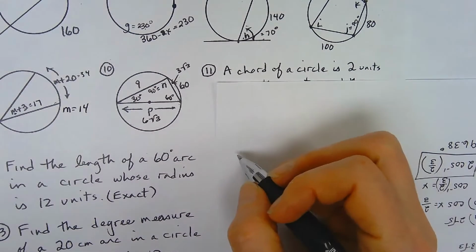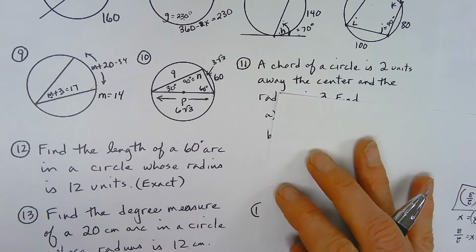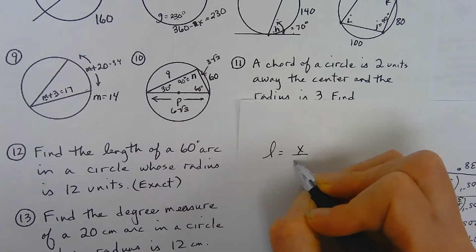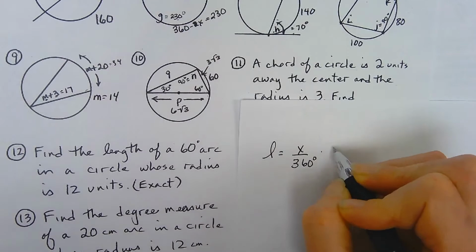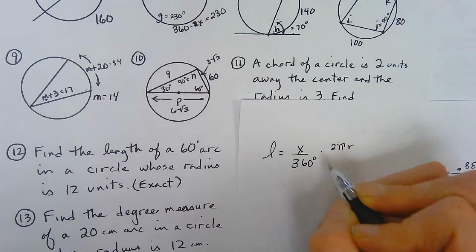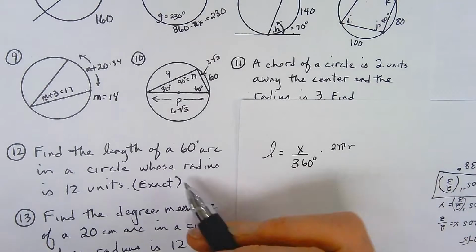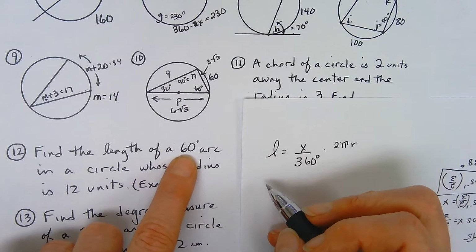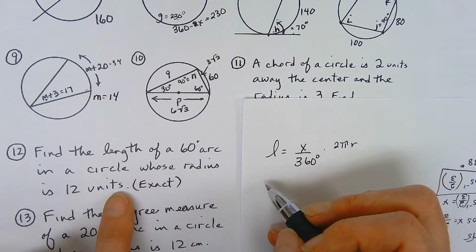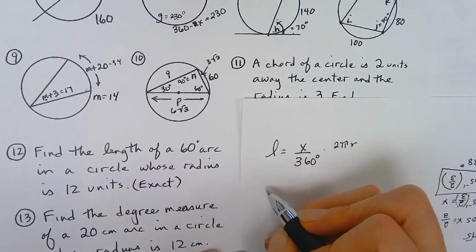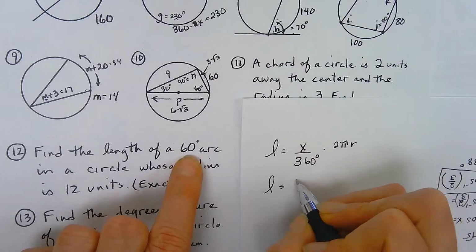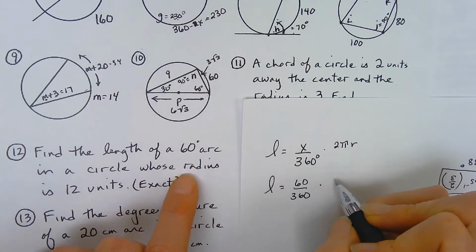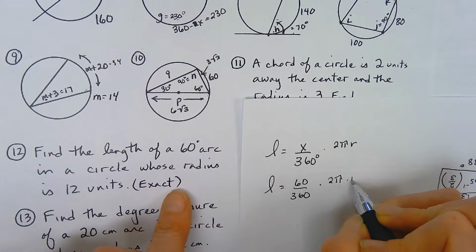Number 12. L equals the central angle over 360 times 2 pi r, or the arc measure over 360 times 2 pi r. So number 12 says, find the exact length of an arc that is 60 degrees in a circle whose radius is 12. Length equals 60 degrees over 360 times 2 pi times 12.